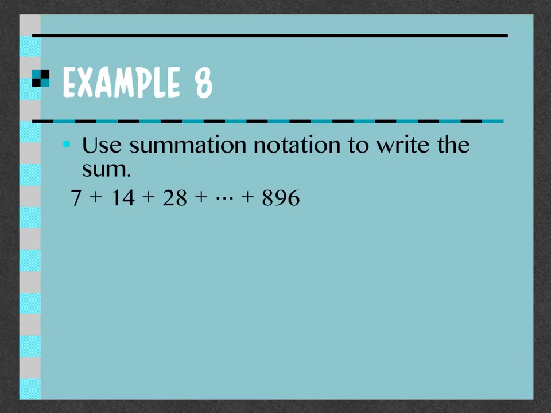So the summation notation to write the sum. First of all, you have to look at this and say, is this geometric? It is, right? 14 divided by 7 is 2. 28 divided by 14 is 2. Yes? Yes. So it is geometric. So I know I can use my sum of my geometric, which is A1 times 1 minus R to the N over 1 minus R.